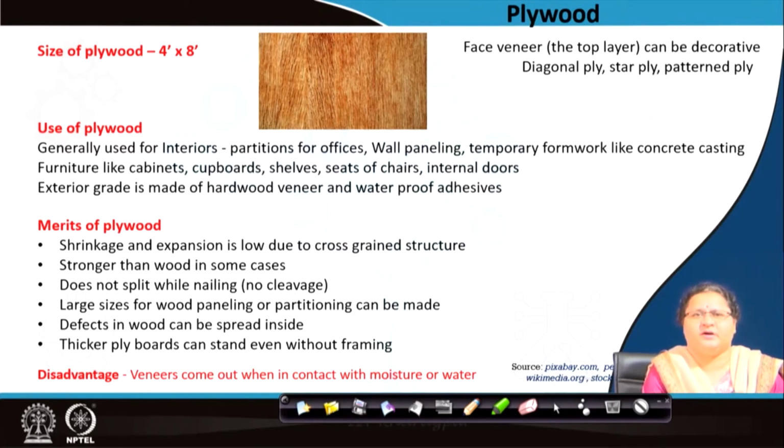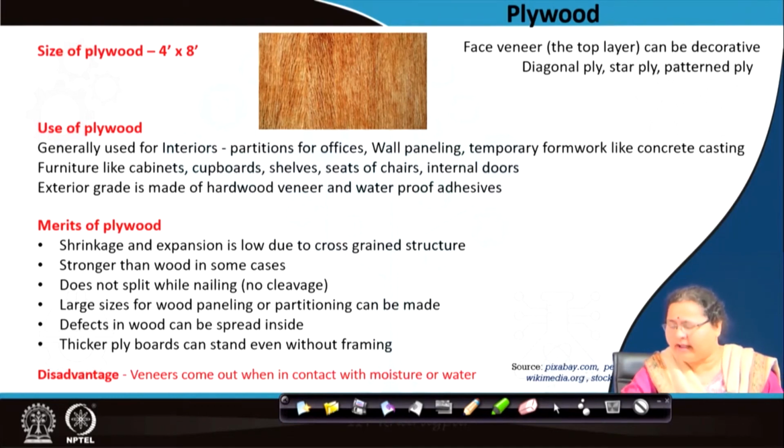Furniture, partition boards, office partitions, wall paneling, formwork for casting concrete, seats for chairs, internal doors, all can be made with plywood. Exterior grade plywood is also made of hardwood veneers, and it should have waterproof adhesive. Organic adhesives are not preferred because wood itself is an organic item, and adding organic adhesives to it makes it more vulnerable to termites and attacks of growths.